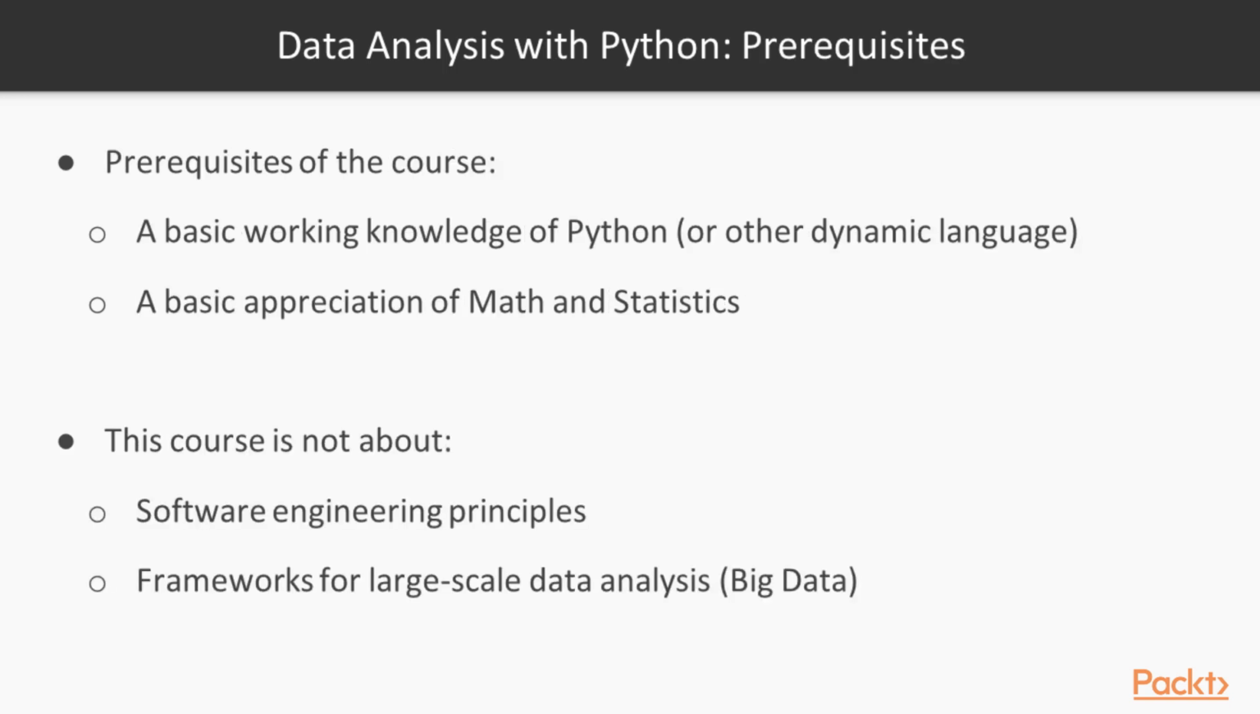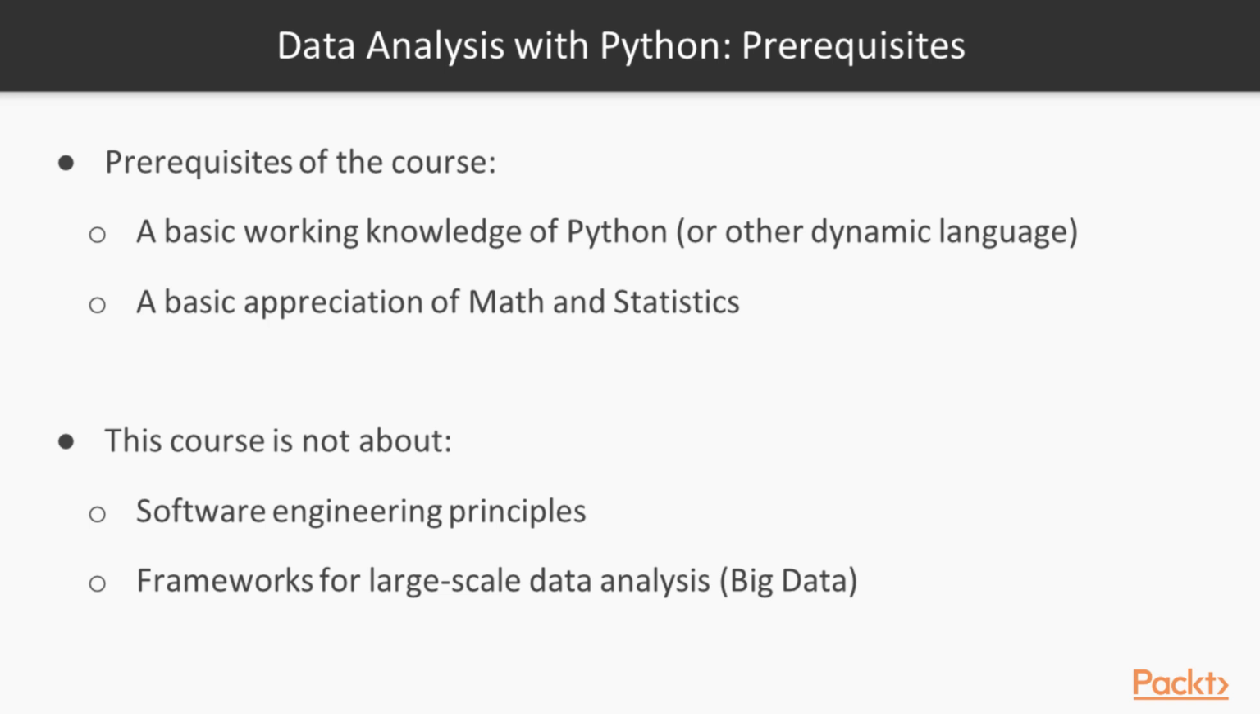In terms of prerequisites, in order to get the best out of this course, you should be somehow familiar with Python or even with other dynamic languages. For example, R and Julia are also common choices for data analysis. We're not going to discuss much theory, but data science and data analytics are usually about applying concepts of statistics to our data, so having some sort of appreciation for basic math will be useful. This course is not about software engineering, so you don't have to be a hardcore Python developer to follow this course and to enjoy this course. And also, this course is not about using large-scale frameworks for big data analytics.